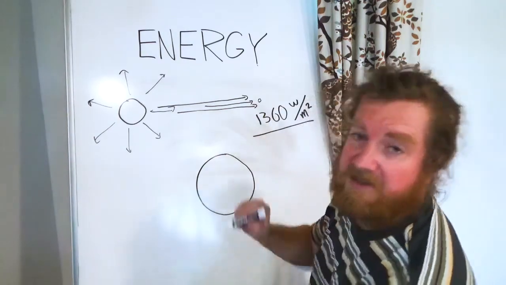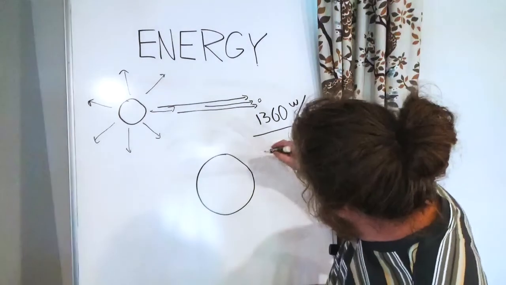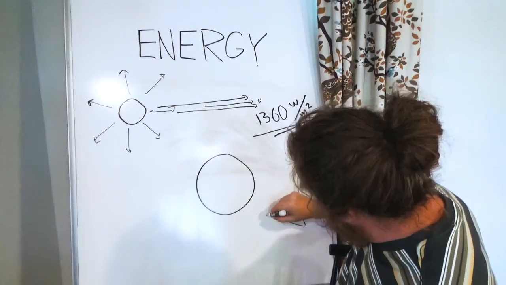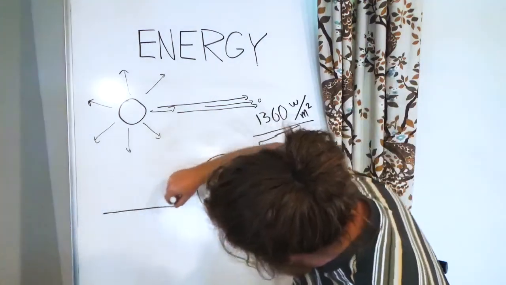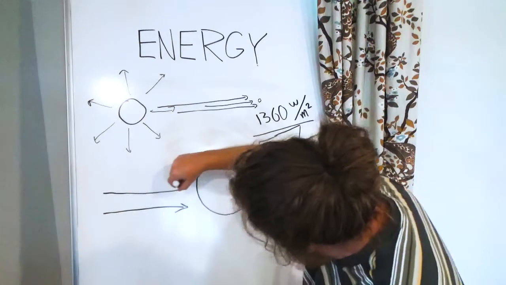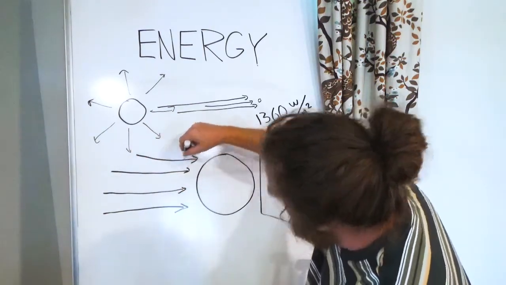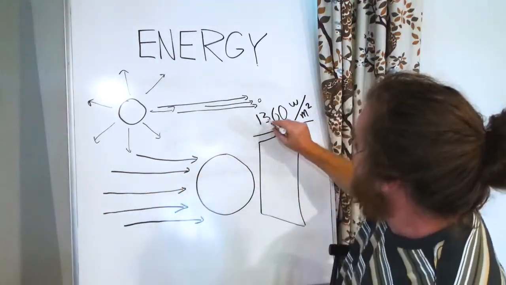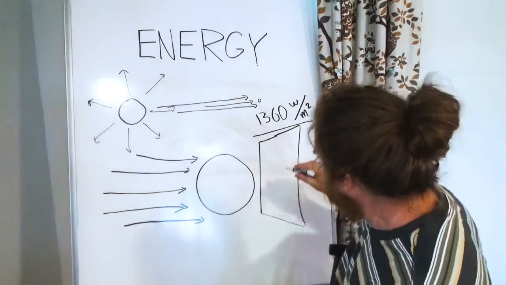It's a sphere. Actually, it's a shape called a geoid. And then behind the Earth, I'm going to say there's a wall or a piece of paper or something like that. And we're going to shine some light on Earth. These lines that I drew here, this energy is coming in at 1,360 watts per square meter.